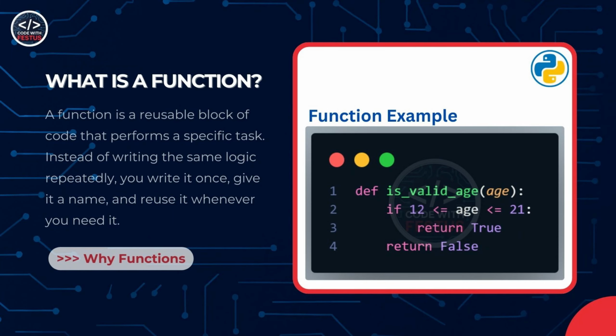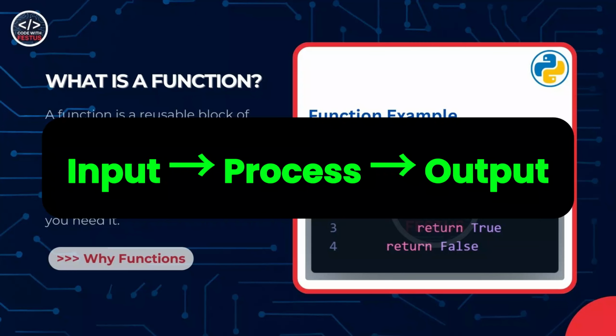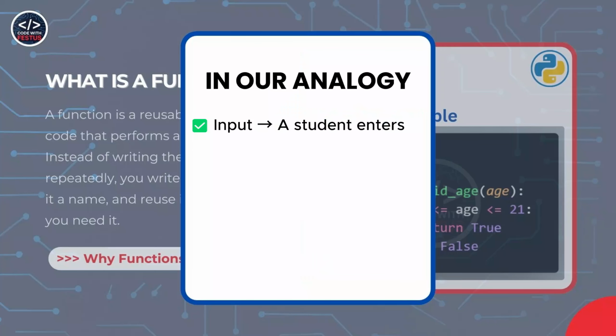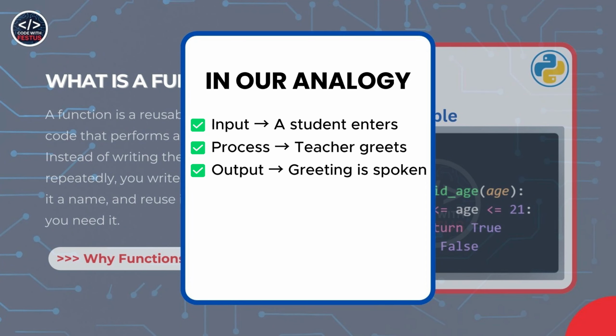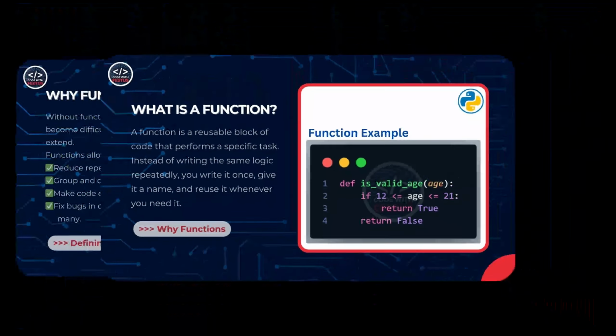A function generally follows this pattern: input, process, output. In our analogy, input: a student enters. Process: teacher greets. Output: greeting is spoken. Think of a function like a machine. You give it input, it performs some work, it produces output. This input-process-output model is everywhere in programming. Once you understand this pattern, functions start to feel natural instead of abstract.